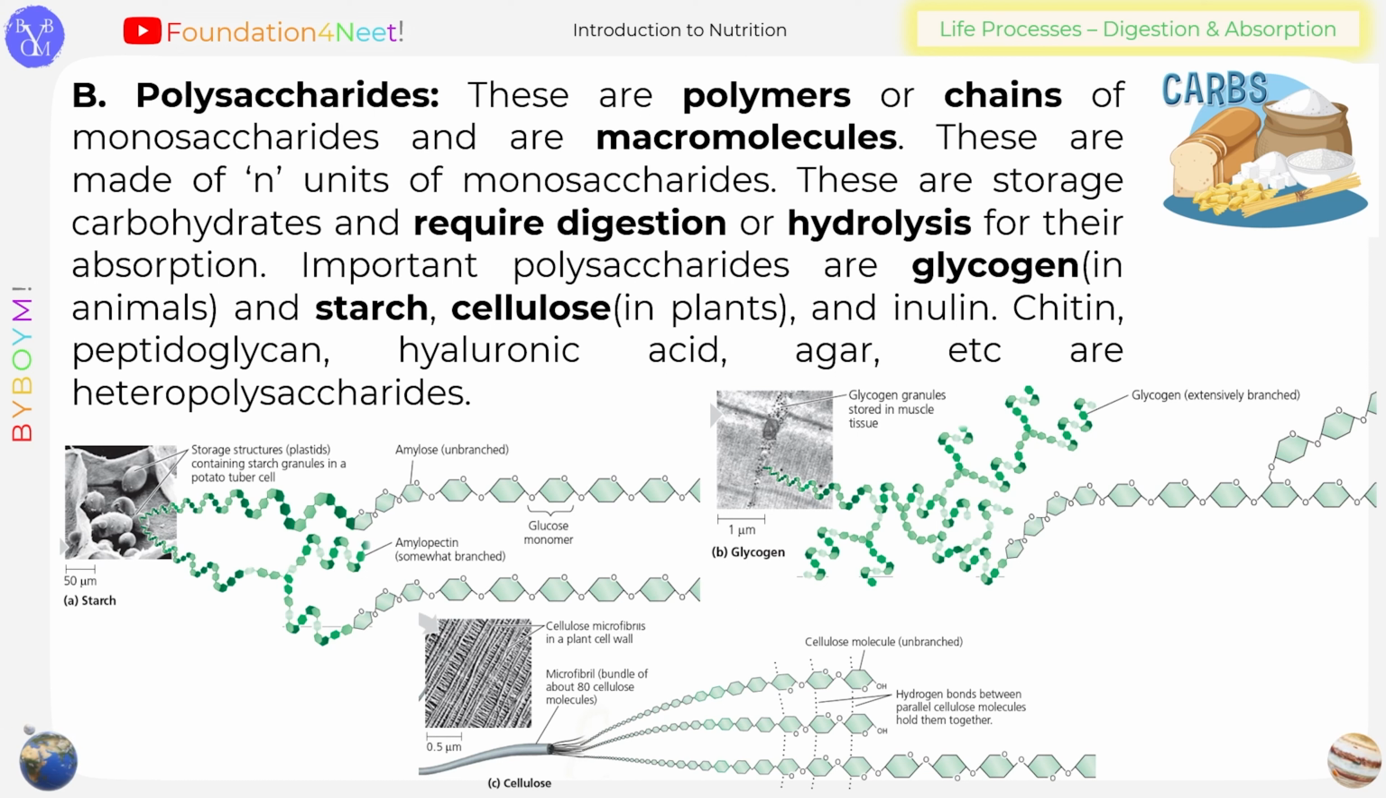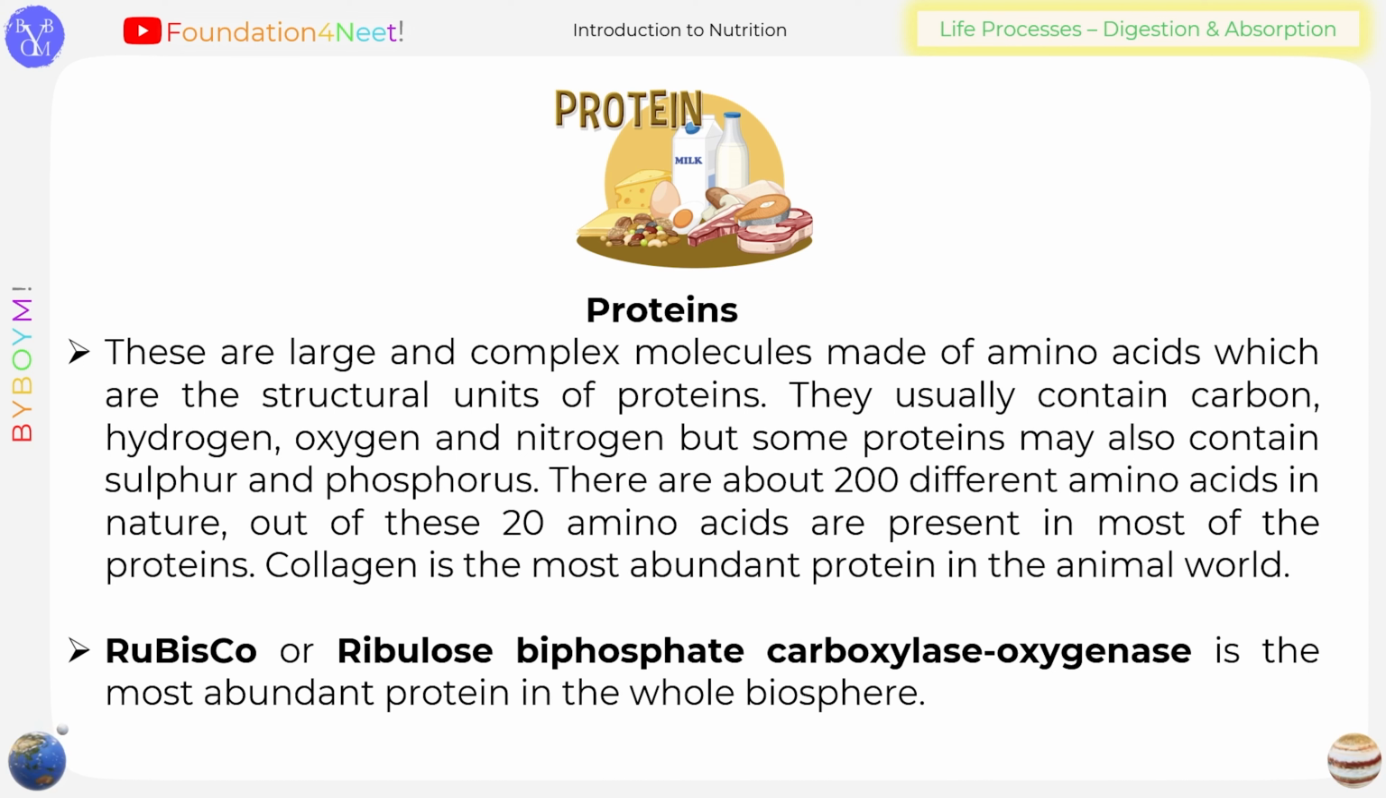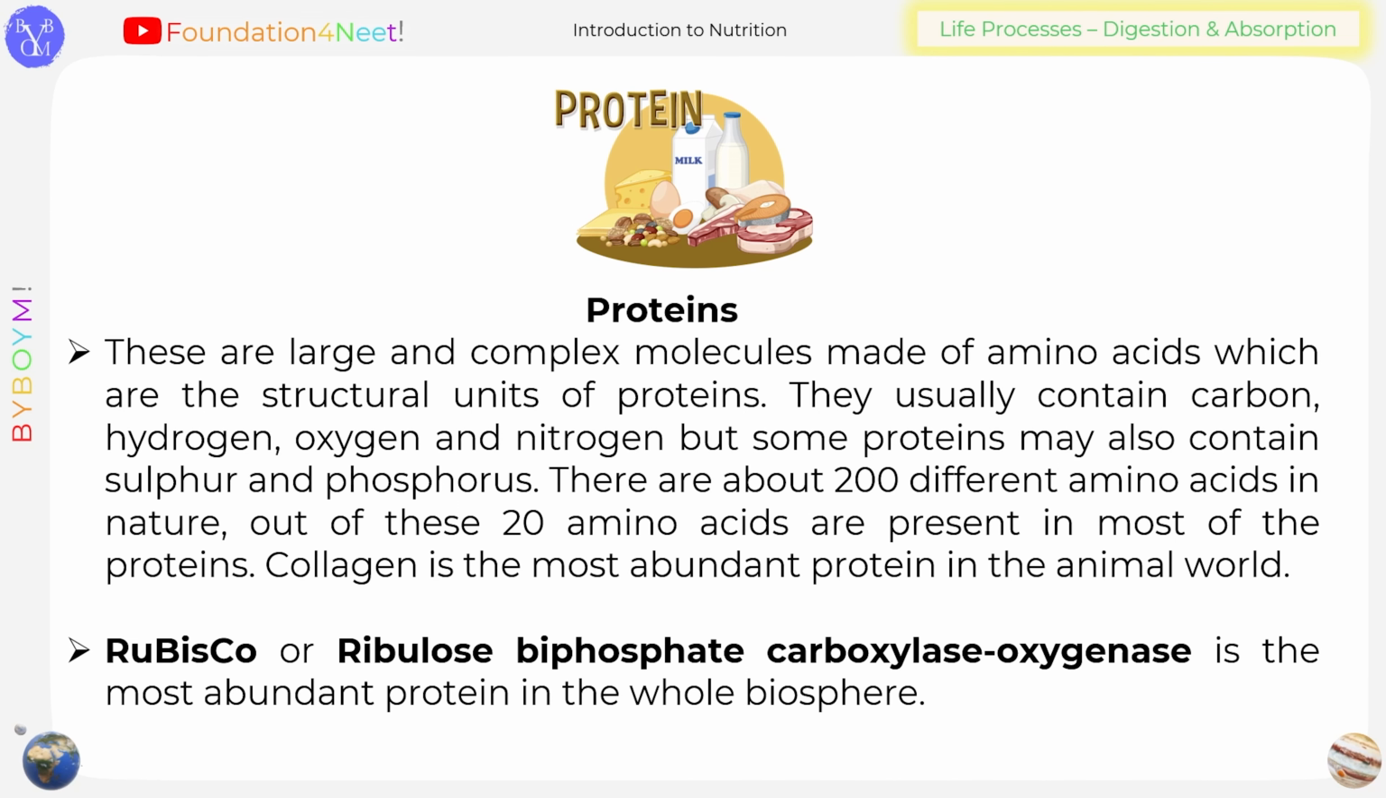Next is proteins. They are the next macromolecules. These are large and complex molecules made of amino acids, which are the structural unit of proteins. So proteins are made up of smaller units which are called amino acids. They usually contain carbon, hydrogen, oxygen and nitrogen, but some proteins may also contain sulfur and phosphorus. There are 200 different types of amino acids. Of these, 20 amino acids are present in most proteins.